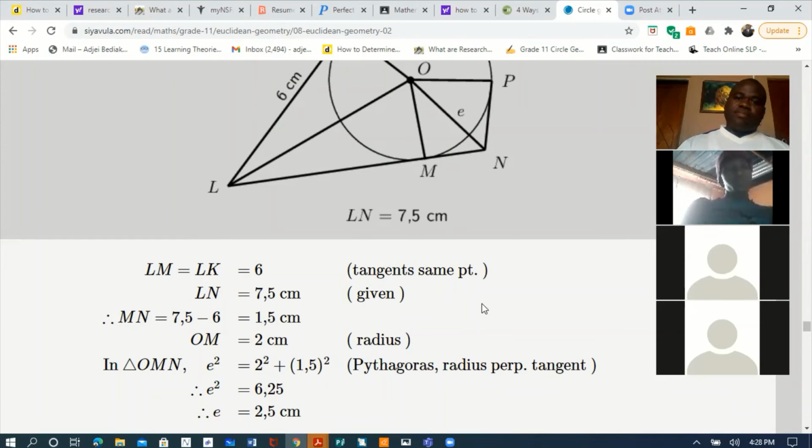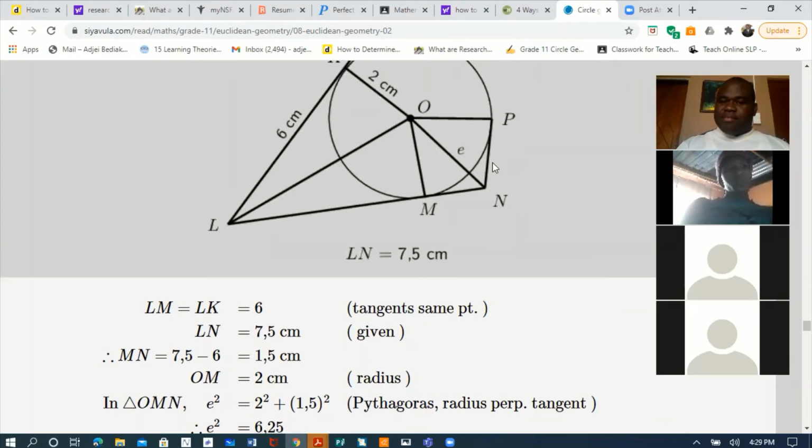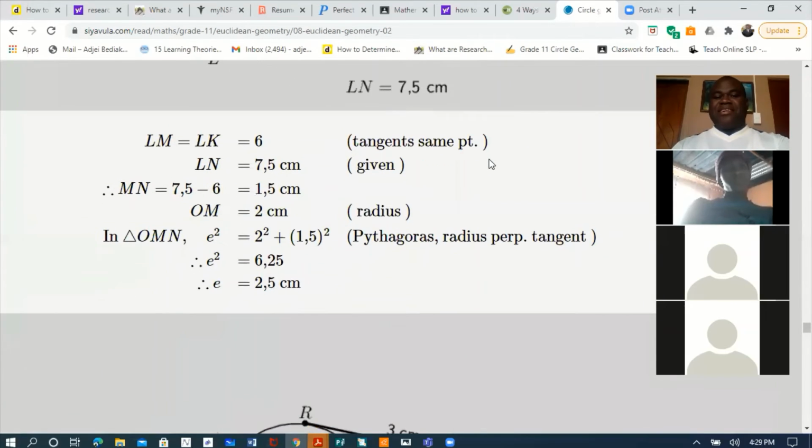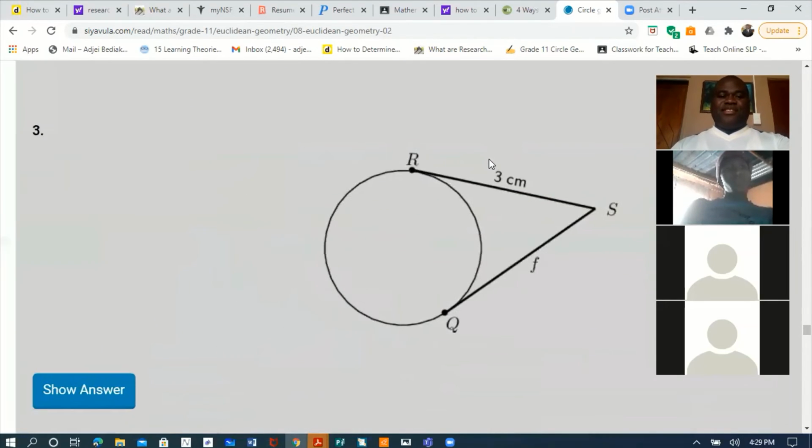Very good. Meaning you can use the same concept to find the length of NP. What is the length of NP? This line. 1.5. Why 1.5? Two tangents from the same point outside the circle are equal. That is perfect. So I am very sure that you guys will be getting a lot of marks from the work which is coming very soon. All right, then let's move on to the next question, which is question 3.